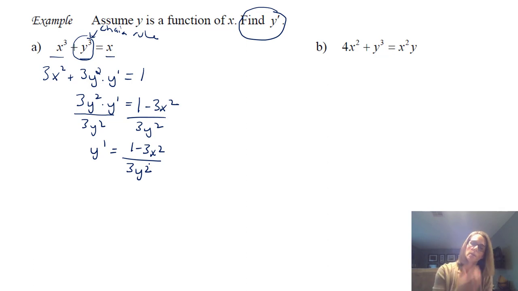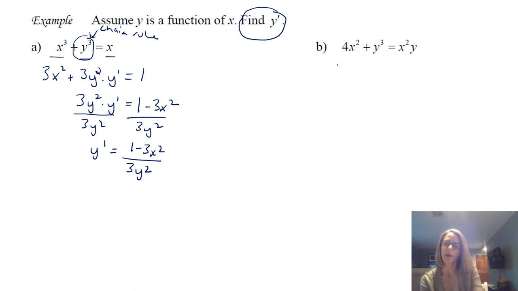So notice this derivative, this y prime, does have x and y in it, and that's okay. That is what implicit is. And if you know an x value for an equation, you can find the y value just by solving. And so if we needed to find the derivative at a certain point, we could do that. And we have an example of that actually in our last piece.